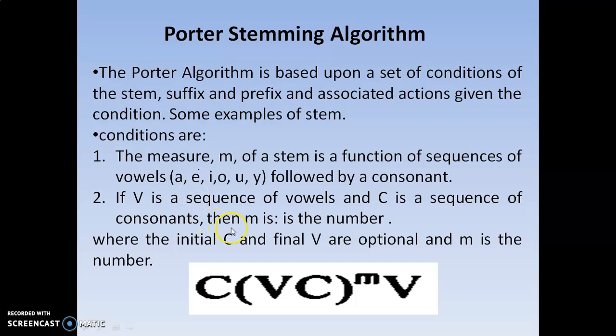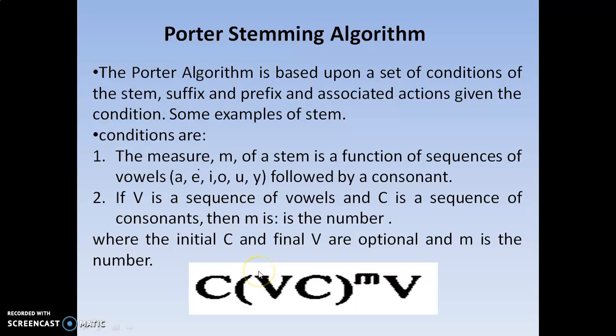So it divides the entire alphabet into vowels as well as consonants: 6 vowels and 20 consonants. Based on this formula, it identifies what C is, the consonants, and what V is, the vowels. The measure M of a stem is a function of the sequence occurrences: how many times this V and C combination frequently occurs can be measured with the help of M, followed by V. Based on this particular formula, the Porter stemming algorithm will work.